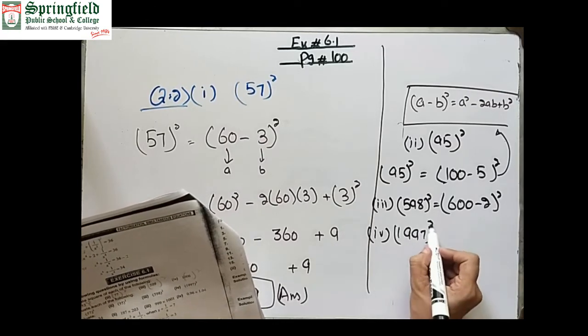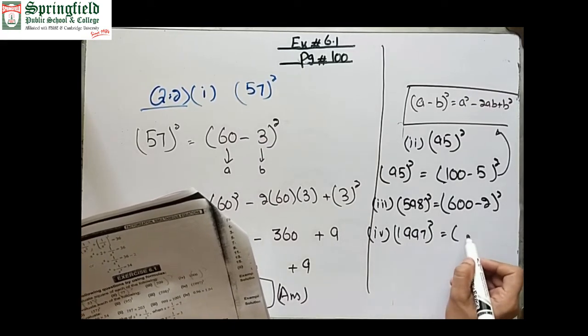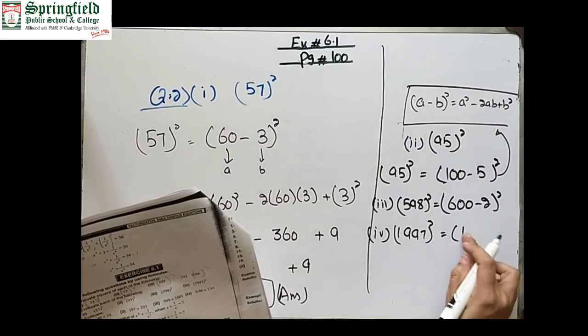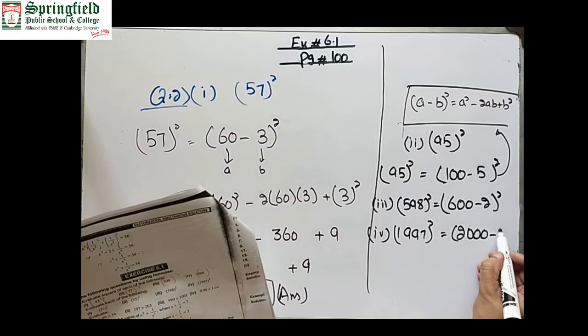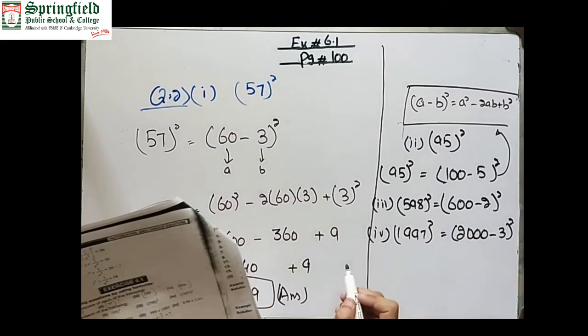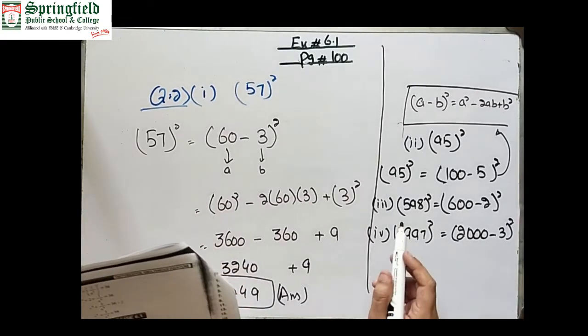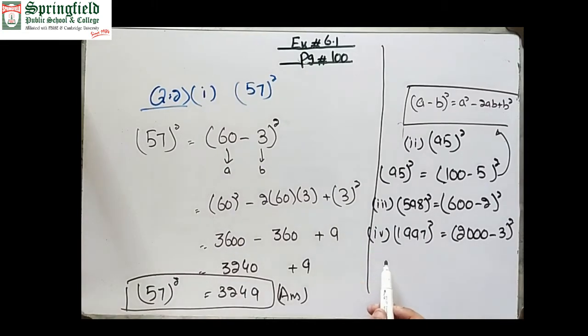And part 4 is 1997 whole square, which can be written as 2000 minus 3 whole square. Fine. Now all the questions are your task. Complete these parts in your notebook.